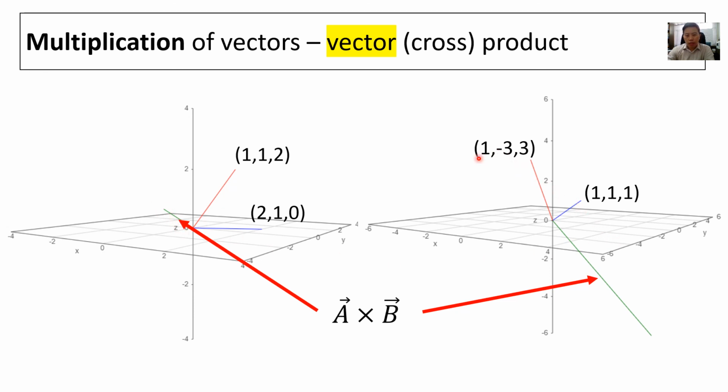Similarly, this is another example. You can try to work it out and check whether the answer is correct. Right, so basically these are the important points that I want to share with you on the basics of vectors.